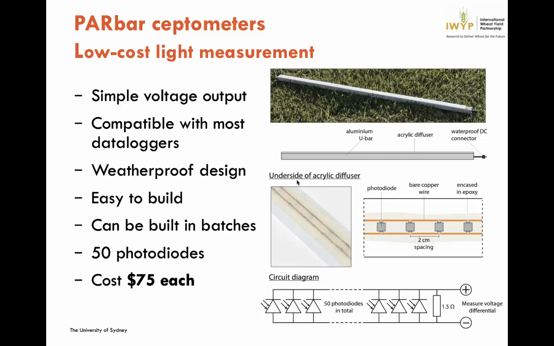It's also very easy to build. What we have here is just an aluminium U-shaped bar and then an acrylic diffuser along the top. On the underside of this diffuser, we have 50 photodiodes, which we just solder to 2 copper wires, and then just attach a waterproof DC connector to the end. And then we linearize the whole response to power using just a temperature stable precision resistor, connected in parallel with the circuit.